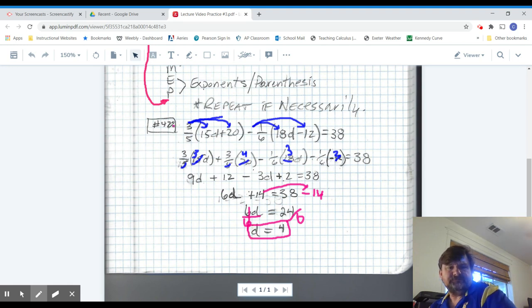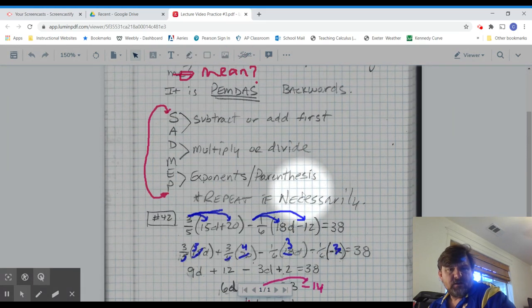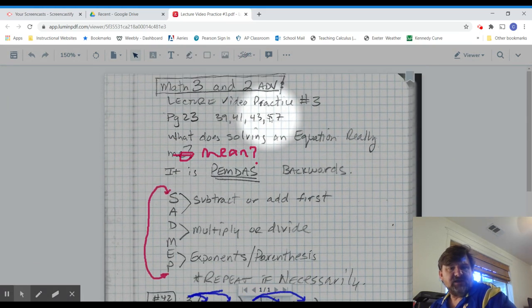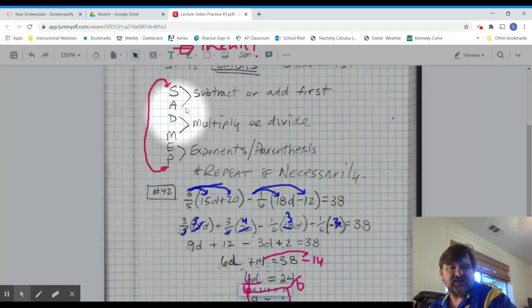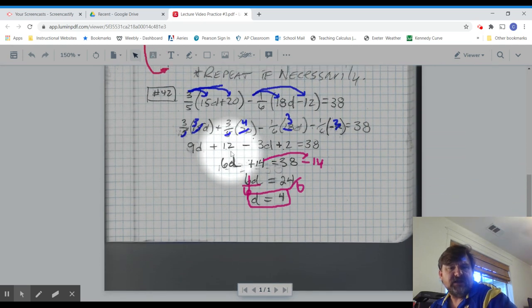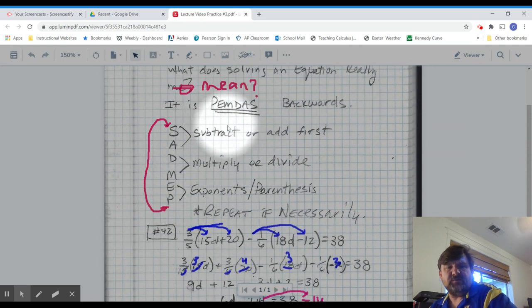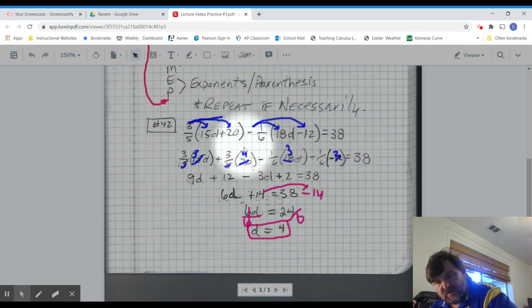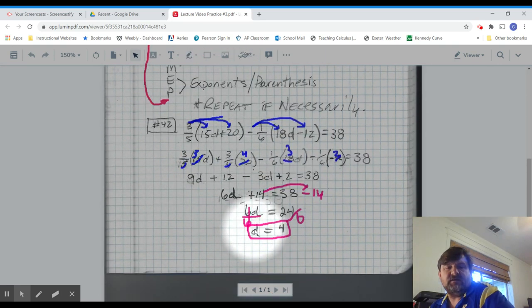So just remember, you already may have ways to solve equations, which is fine. Just make sure that you have the idea that you add or subtract, you multiply and divide, and then you do exponents or parentheses last. And you just do them in that order. And if you keep repeating that process, you'll end up finally at the answer at the bottom, and everything's going to work out.